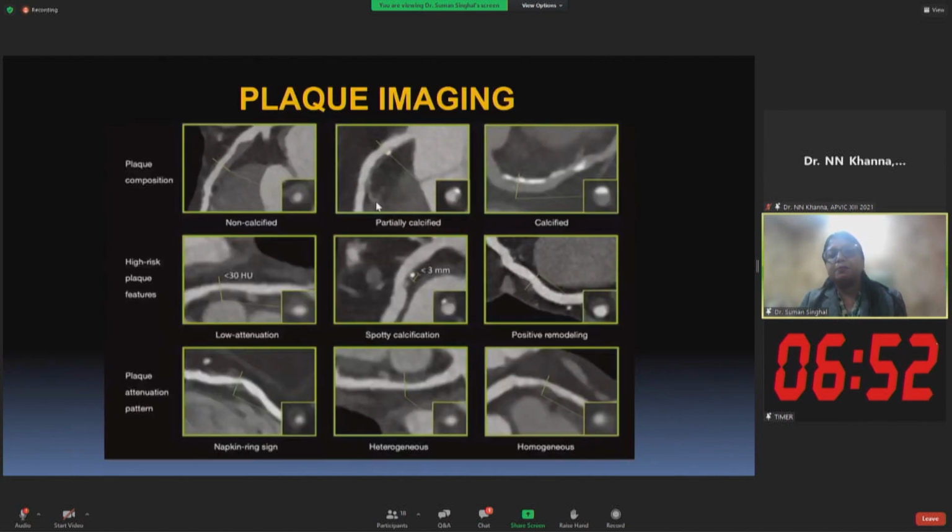So nowadays, plaque imaging, which is a very hot topic in CTCA, should be included in your routine CT reporting. When you see plaques, note whether the plaque is non-calcified, partially calcified, or calcified. Then look at the high-risk plaque features, whether they are there or not, like low attenuation, spotty calcification, or positive remodeling. And then say whether the napkin ring sign is present or not, and whether the plaque is heterogeneous or homogeneous.